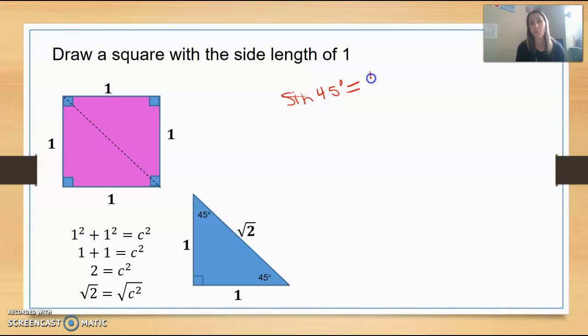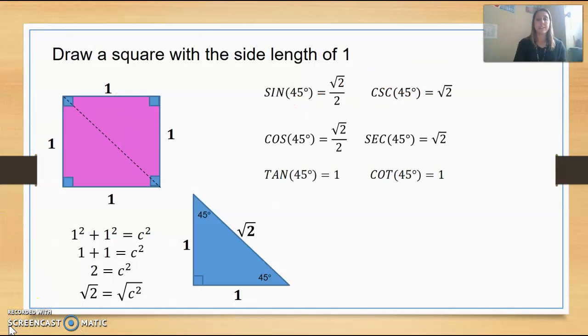So we ended up with 1 over the square root of 2, which we have to rationalize then, and we end up with the square root of 2 over 2. So go ahead and finish the rest of them, and we'll check our answers at the end. Okay, so this is the answers for all of these.